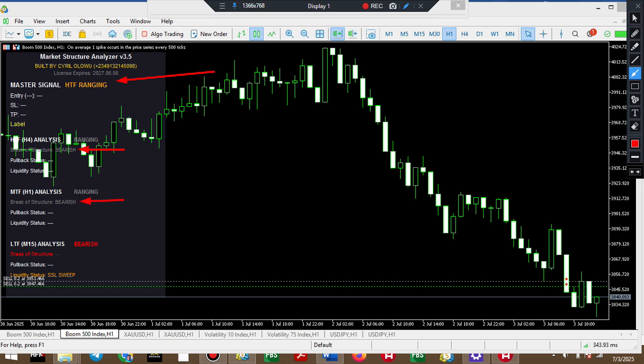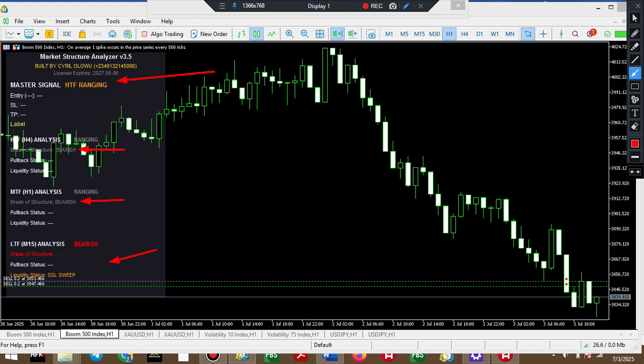Then in the lower time frame, it's telling us that liquidity has been swept, which is this lower point. Anytime price goes there, it's telling us that SSL liquidity has been swept at that point, right? So the only thing hindering it from giving a signal now is probably the higher time frame that is ranging, and then probably some internal check it is doing on its own.